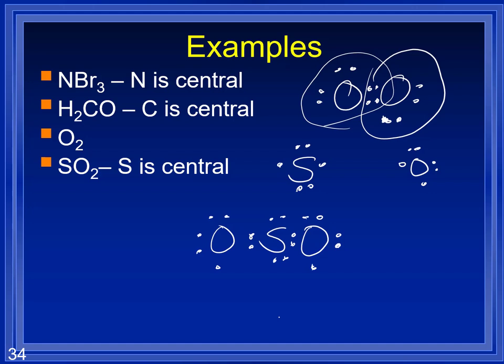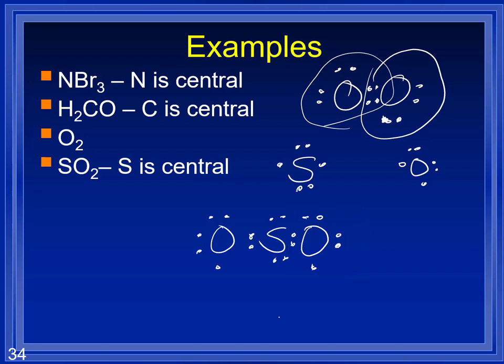Are we done? Well, if we look, the sulfur has 8. But the oxygens only have 7. Both of them. So I tried single bonds. It wasn't enough. So I got to try multiple bonds. I got to make a double bond.